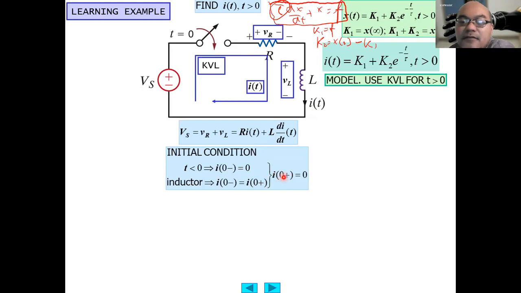So from this condition, physically, the current at the inductance just after the switch is turned on should also be equal to the current just before the switch is turned on. So it means I(0+) equals 0 also.